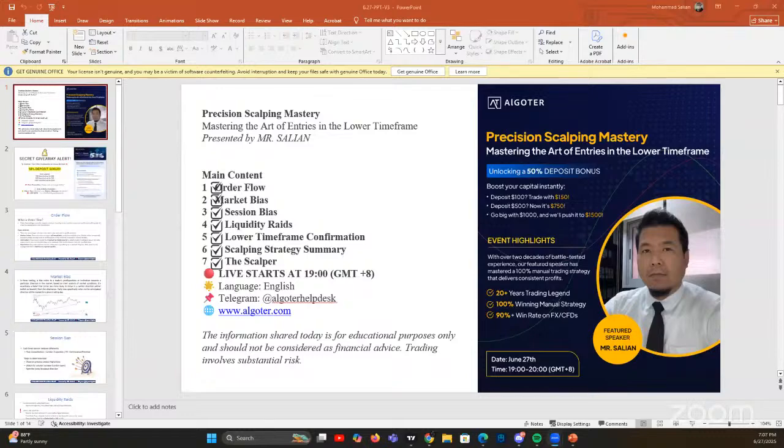Welcome. We are going to discuss scalping. As you know, there are a lot of kinds of traders: the scalper, the day trader, intraday traders, swing traders, and position traders. So we will discuss scalping. Today is about scalping.